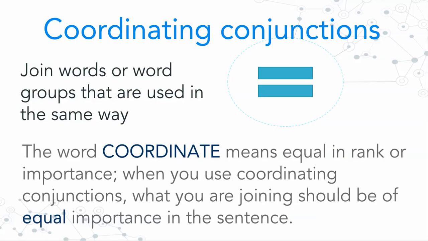The word coordinate means equal in rank or importance. So when you use coordinating conjunctions, what you are joining should be of equal importance in the sentence. It might help to think of a coordinating conjunction as kind of like an equal sign. These two things I'm joining are the same. They weigh the same amount. They are of equal weight in my sentence.